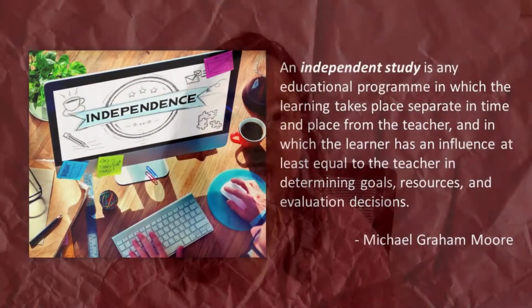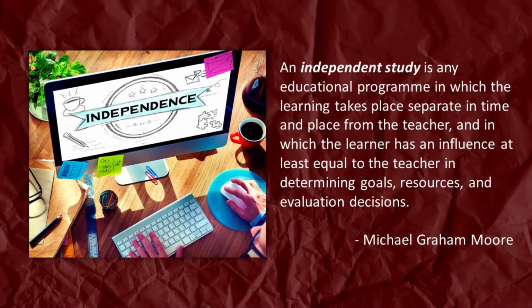My name is Theresa and I will be talking about some important terms and terminologies regarding transactional distance and independent study. According to Michael Graham Moore, an independent study is any educational program in which the learning takes place separate in time and place from the teacher, and in which the learner has an influence at least equal to the teacher in determining goals, resources, and evaluation decisions.